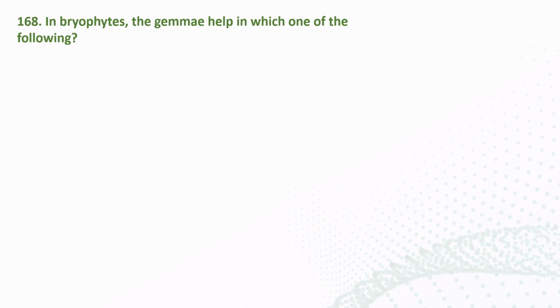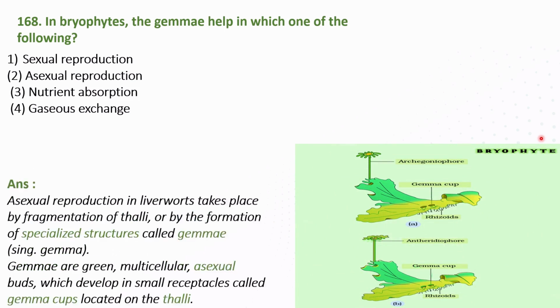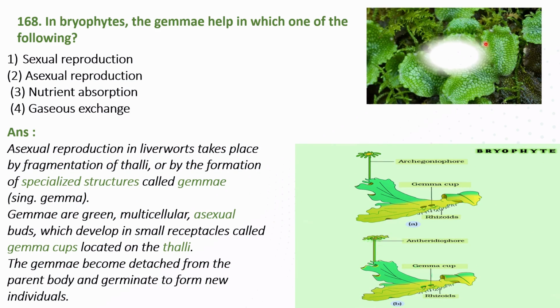The next question came from the bryophytes: in bryophytes the gemmae help in which of the following? We know that bryophyte plants have specific structures called gemmae. If you see the picture here, these bulb-like structures are known as gemmae. These are gemma cups, in which you can see the gemmae. They are special structures present in bryophytes.